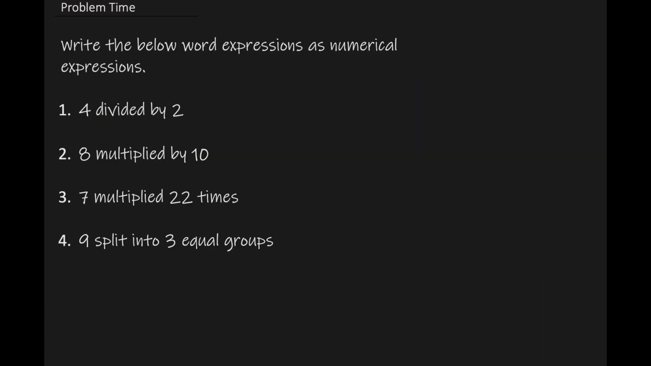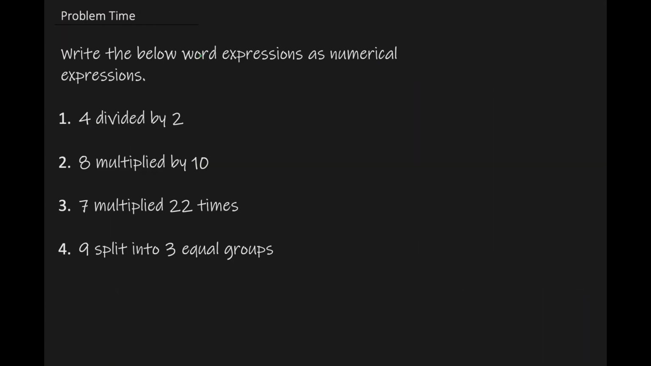So an actual quiz. Welcome to problem time. Today's problem time is a little quick. Write the below word expressions as numerical expressions. Number 1, 4 divided by 2. Number 2, 8 multiplied by 10. Number 3, 7 multiplied 2 times. And number 4, 9 split into 3 equal groups. Okay, let's do this. I want you to pause the video and give it a go yourself. See how many you get right.